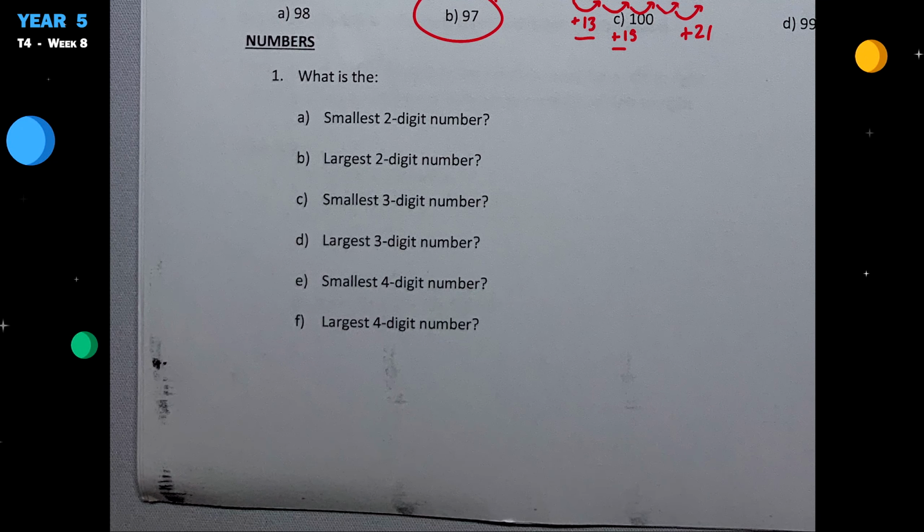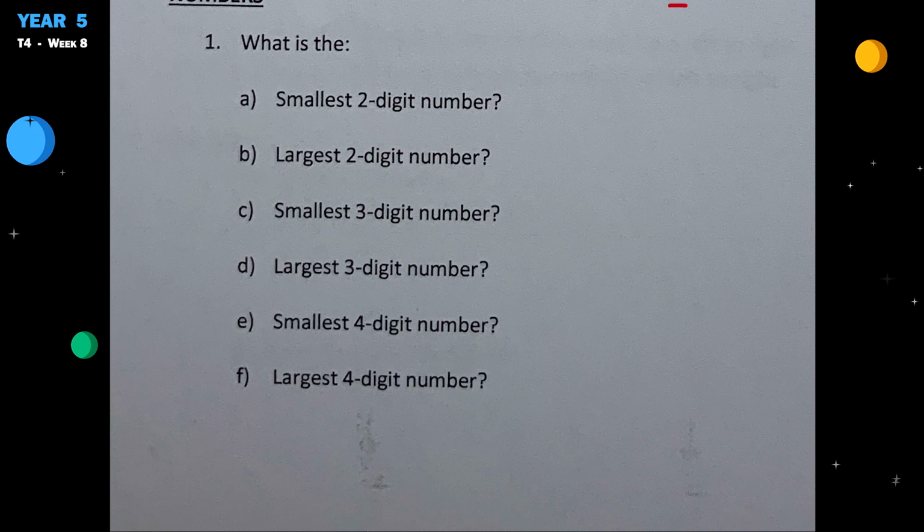Question number 1. What is the smallest two-digit number? Smallest two-digit number is 10. You can't start with a 0. That's not a two-digit number, that's a one-digit number. Even though it looks like a two-digit number, when you put a 0 in front of something, it actually disappears. So really, it's a 1. Yeah, I said it backwards. Okay, the answer is 10.